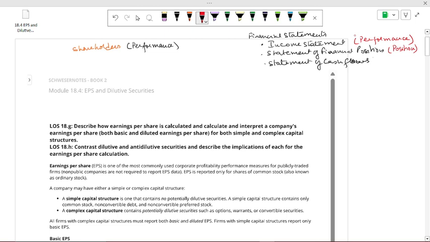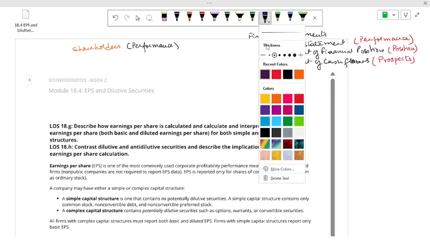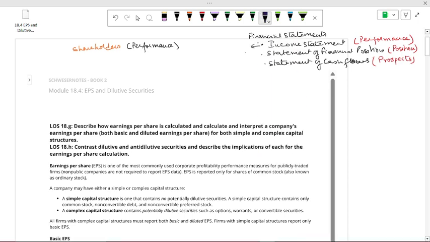And we prepare the cash flow statement for what? To separate the investing, operating, and financing, to know what the prospects are. We prepare the income statement to know what happened in the past, the financial position to know what is happening at present, and the cash flow statement to know what will happen in the future.